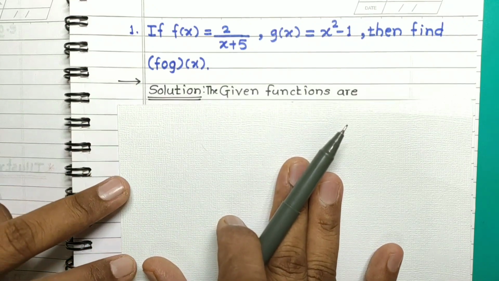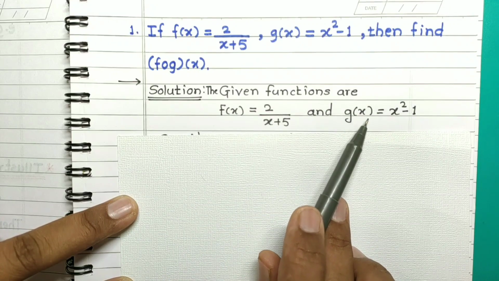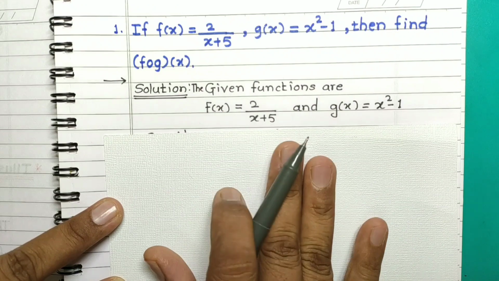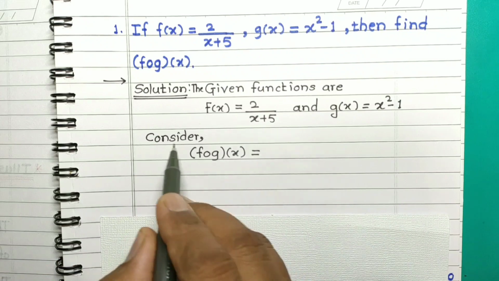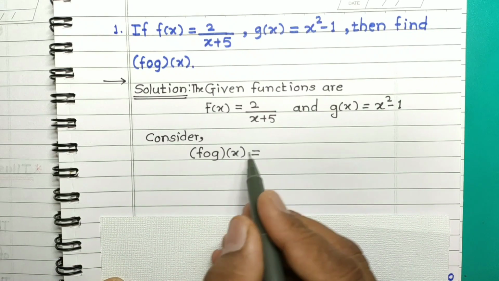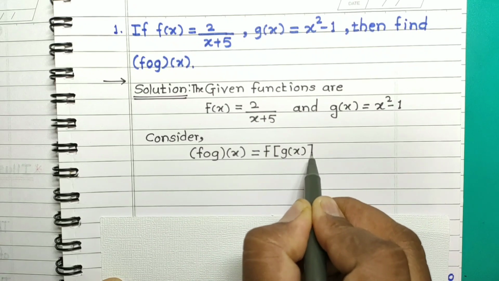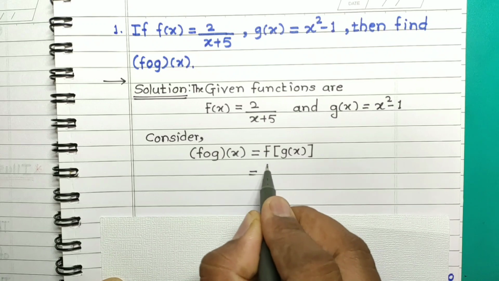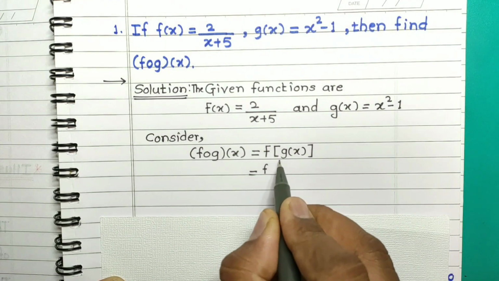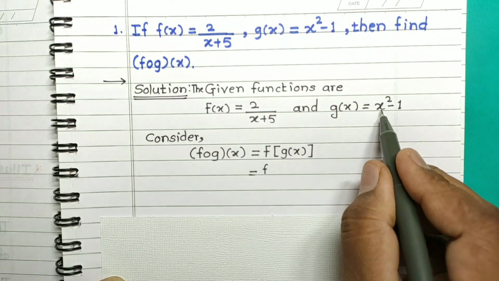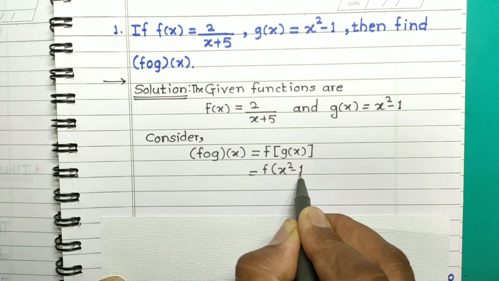In the solution, firstly you write down the given functions. So the given functions are f of x and g of x. Now we have to find fog of x. So consider this function fog of x. This is nothing but f of g of x, and we have this g of x as x square minus 1, which is given. So substitute here g of x by x square minus 1. So this is f of x square minus 1.